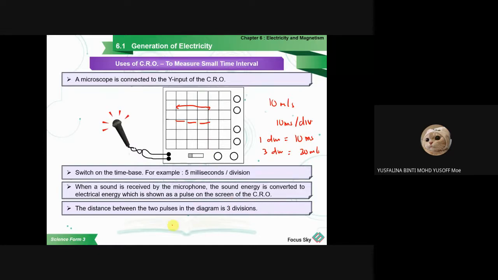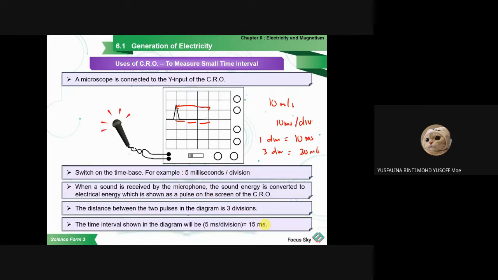Okay, so the distance between the two pulses is 3 divisions. So 3 times 5 millisecond means you get 15 millisecond, because one division is equal to 5 millisecond. If 3 divisions, 15 millisecond, 3 times 5. So that is how you calculate the time interval. It's the same as the one that I used for the alternating current. But this one they use a microphone to generate a sound, then the sound will change to electrical energy.